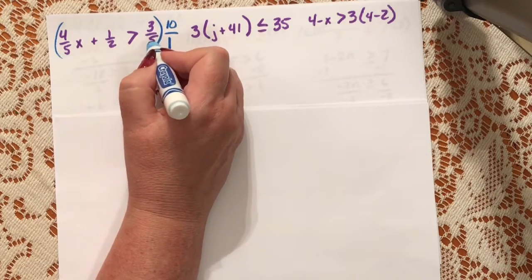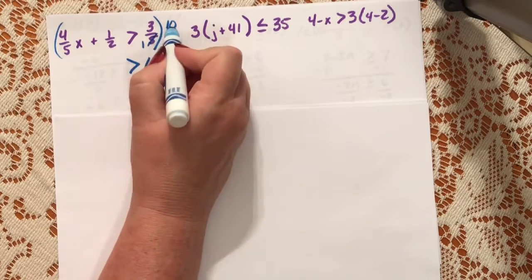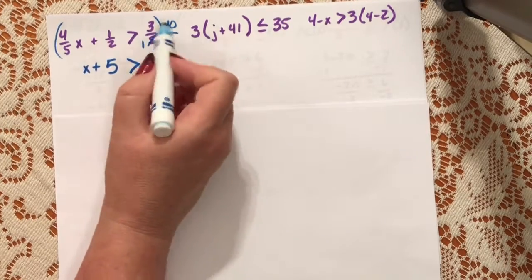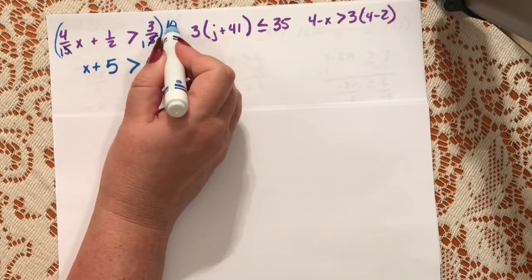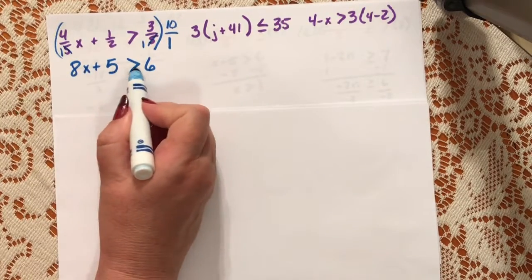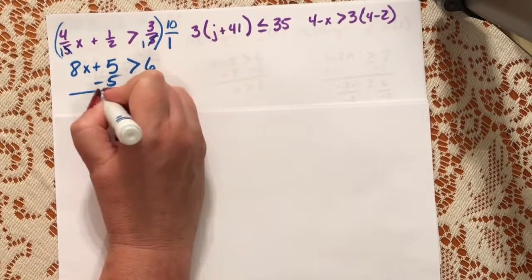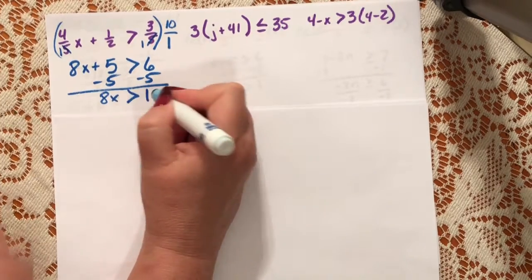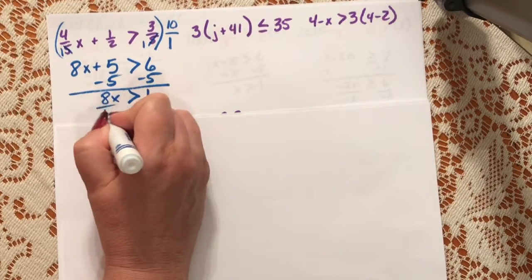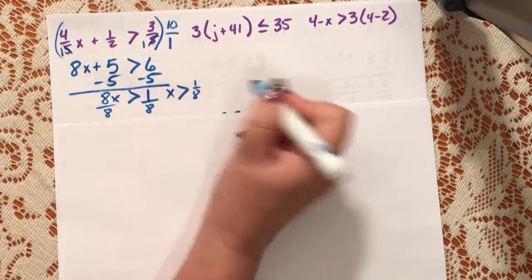So 5 goes into 5 once and into 10 twice, so this becomes a 6. 10 times 1/2 is 5. 5 goes into 5 once and into 10 twice. 2 times 4 is 8. So now I have 8x plus 5 is greater than 6. I'm going to subtract 5 from both sides. 8x is greater than 1, and I divide each side by 8, and x is greater than 1/8.